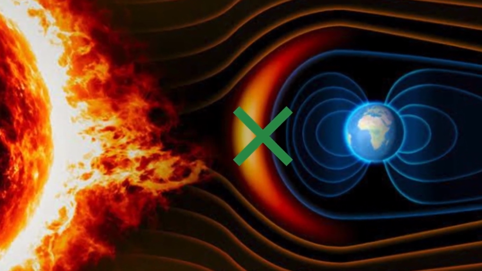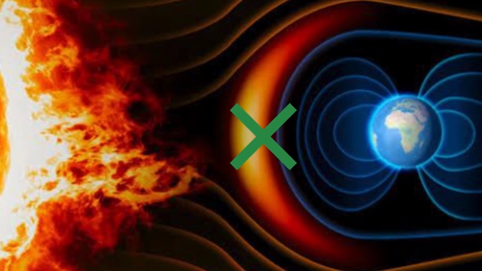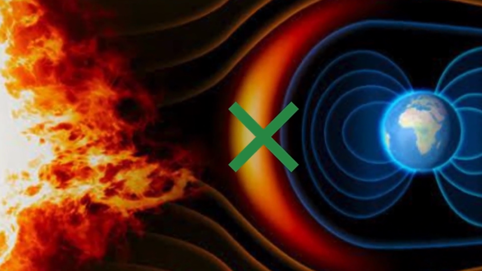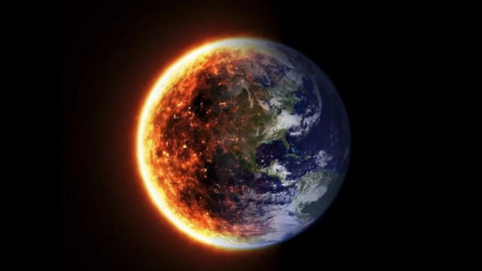The magnetosphere, as we have previously discussed, acts as a protective shield around our planet, deflecting the charged particles from the Sun. But in this hypothetical scenario, with its absence, the barrage of the Sun's radiation would have direct access to Earth. This constant bombardment by solar radiation would start to thin out our atmosphere over time.